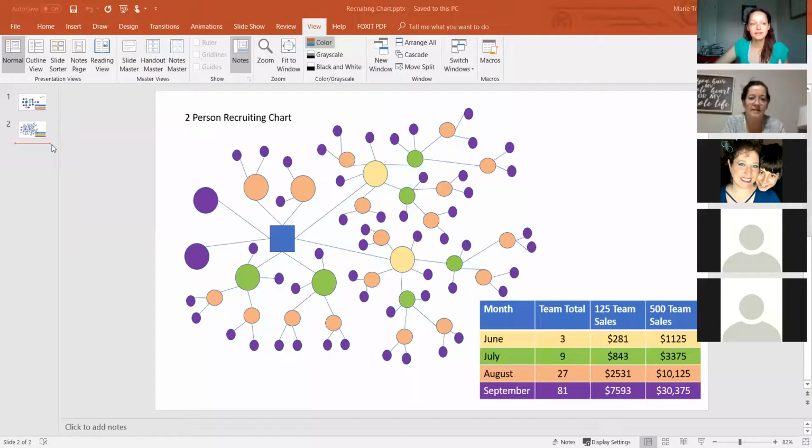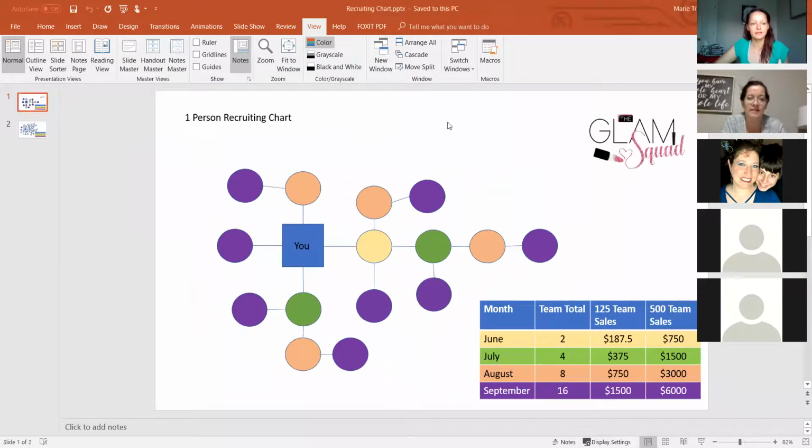Okay, all right, share screen. We're going to go right here. All right, so can you guys see this chart right here? It says 1 person recruiting chart. Somebody just, Michelle, shake your head, yes? Okay, good. So this is a model, a 4-month model for a 501 formula.